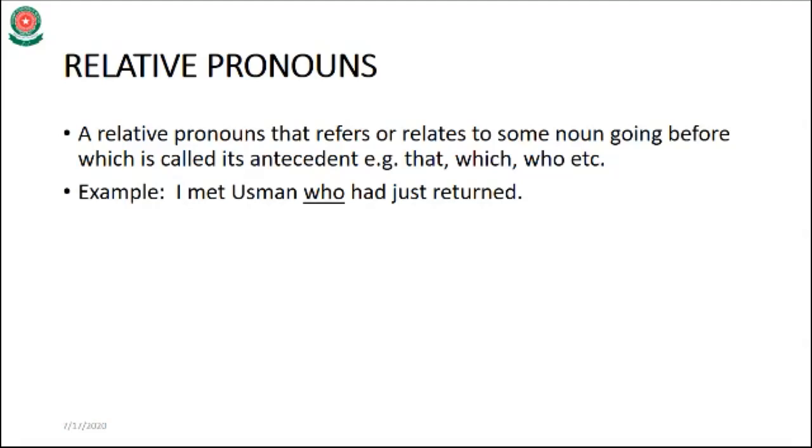Okay, see the example. I met Usman, who had just returned. Here, who is a relative pronoun because it joins two nouns or two sentences. मैं उस्मान से मिला जो अभी वापस आया. जो दो सेंटेंस को आपस में मिला रहा है. The word who can join two sentences or two nouns.